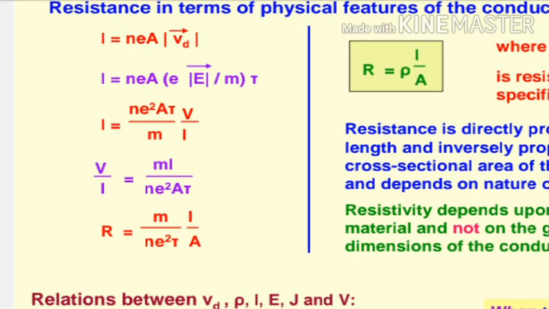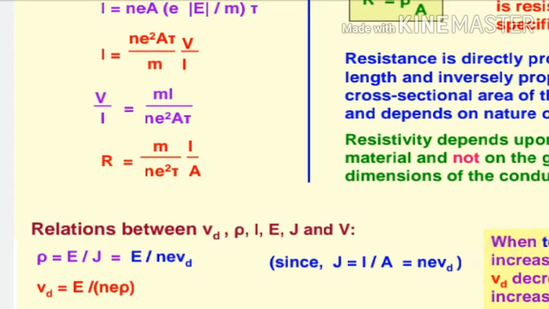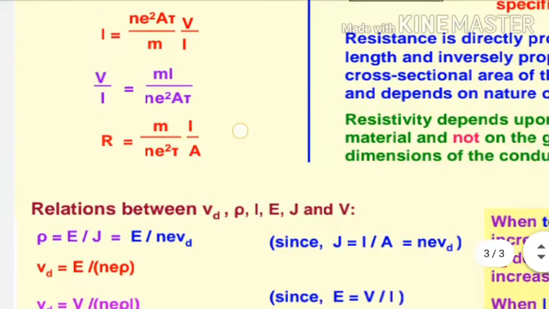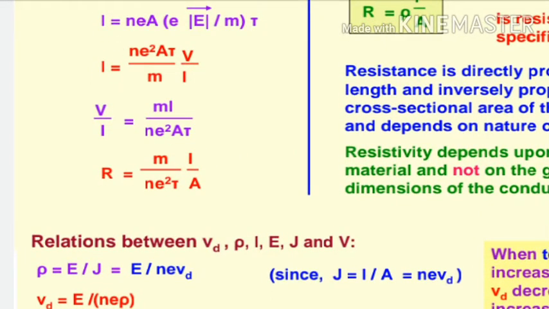If we interchange I and L on either side, then from here we get V upon I equal to mL divided by ne squared A tau. From the definition of resistance according to Ohm's law, V upon I can be expressed as R. So R equals m upon ne squared tau, into L by A. This is L, not I. Okay, R equal to m upon ne squared tau dot L by A.